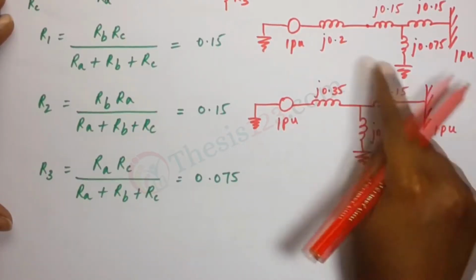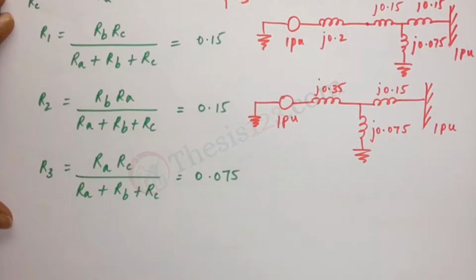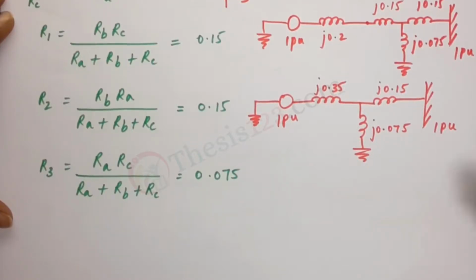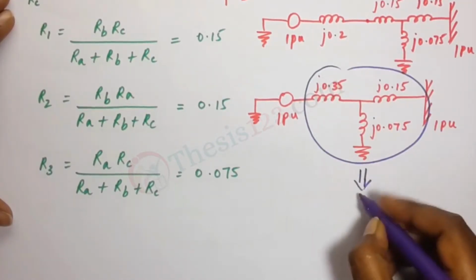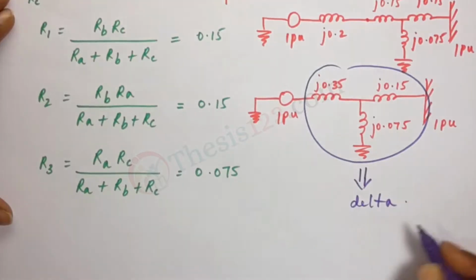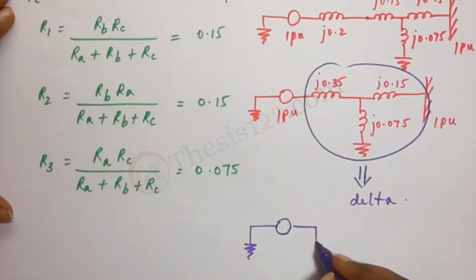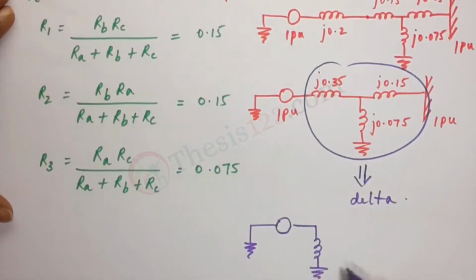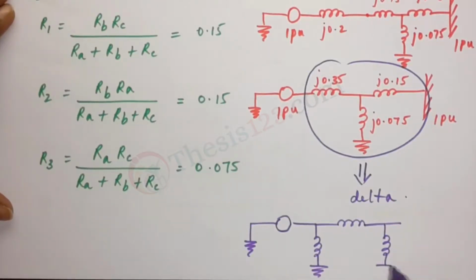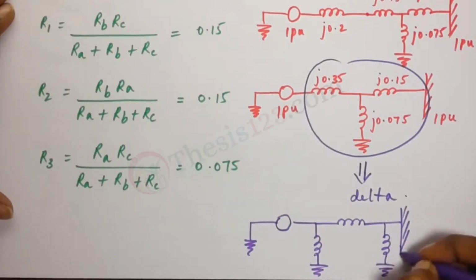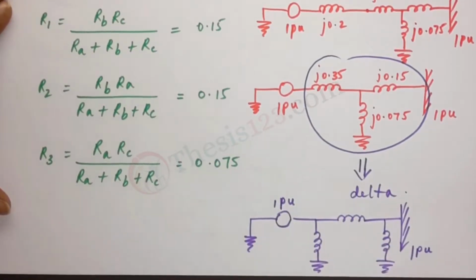So the next step is to convert this into pi form, or back to delta. So this entire thing, converting it back to delta form. Basically we need the form like so. We have one here, and then one here, one here. So this is 1 pu, this is 1 pu. We need it this way.